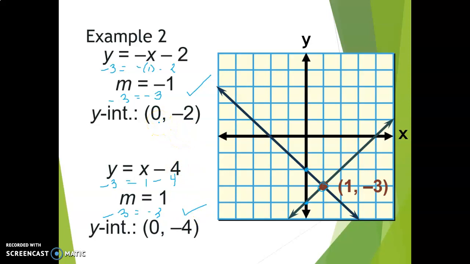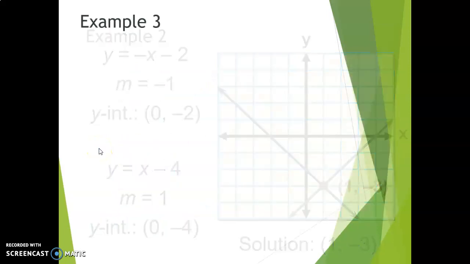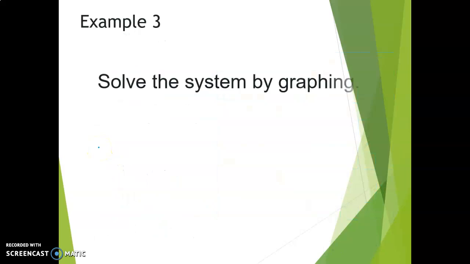So step 1, graph the equations. Step 2, find the point of intersection. Step 3, plug and chug to check. All right, solution was 1, negative 3. We did all 3 steps. Nice job. Let's try this last one.